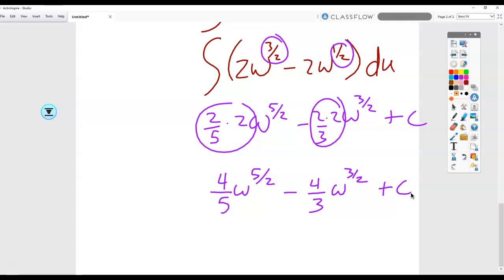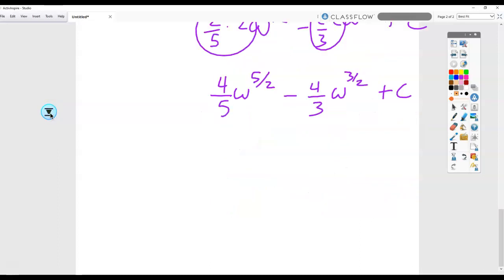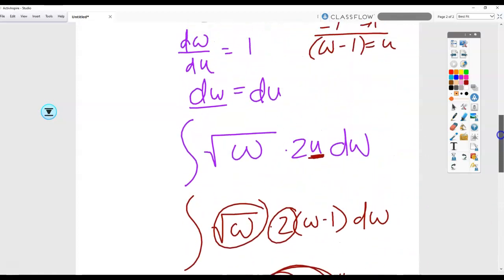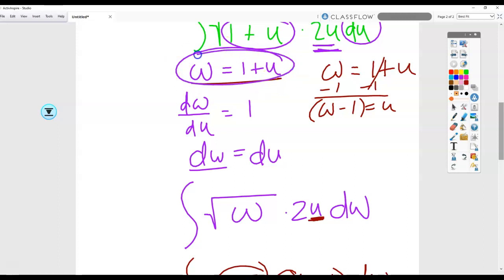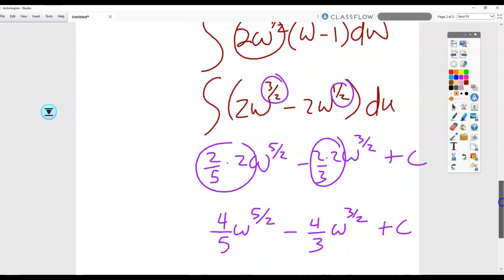And then, what else do we need to do? We need to replace the u, or the w now. So what did we say w equaled? W was way up here. It was this guy. So I'm going to replace the w with 1 plus u.